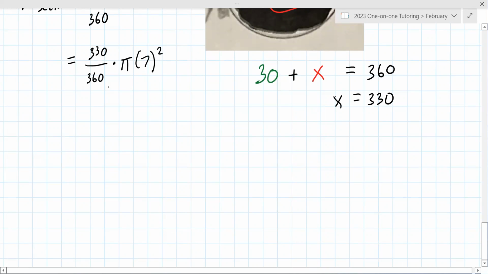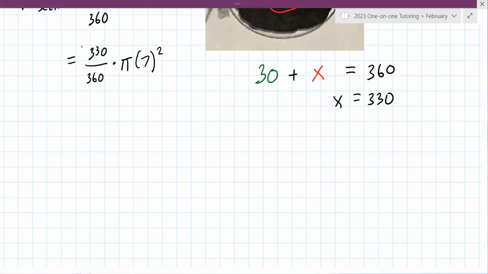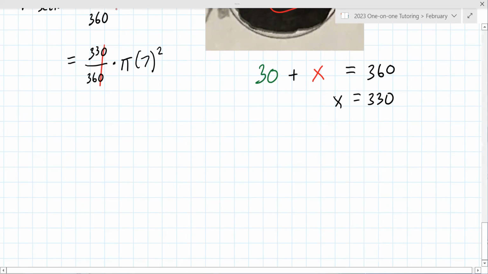Now let's simplify this. There are zeros in both 330 and 360, so that becomes 33 over 36. What is 7 squared, Sourish? 7 squared is 49. 49 times pi.